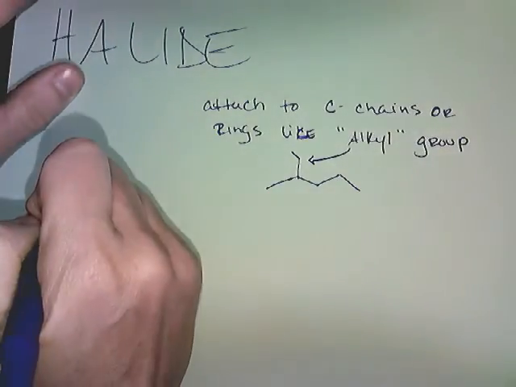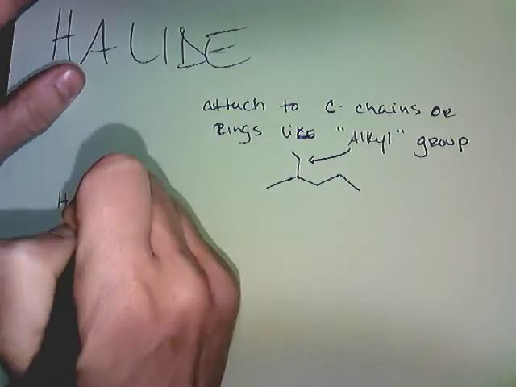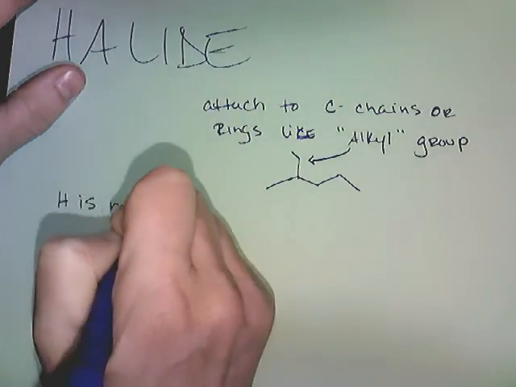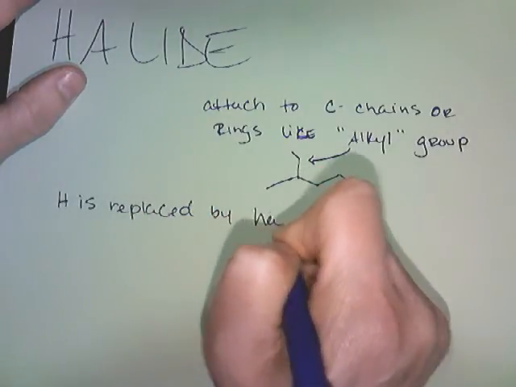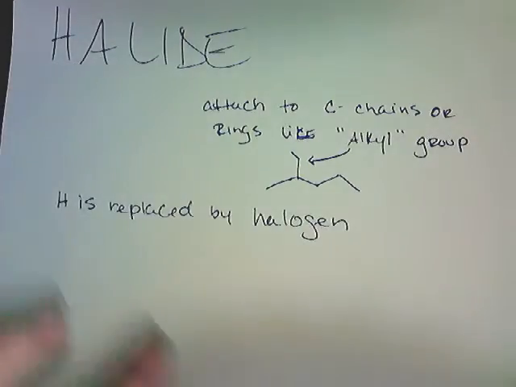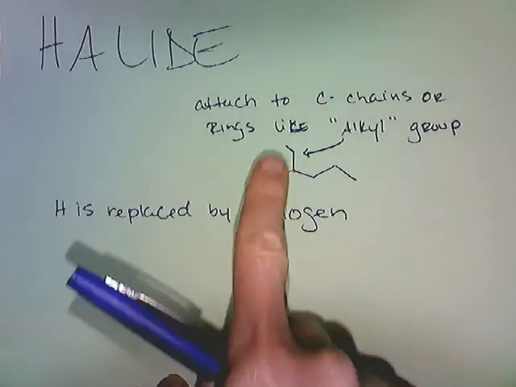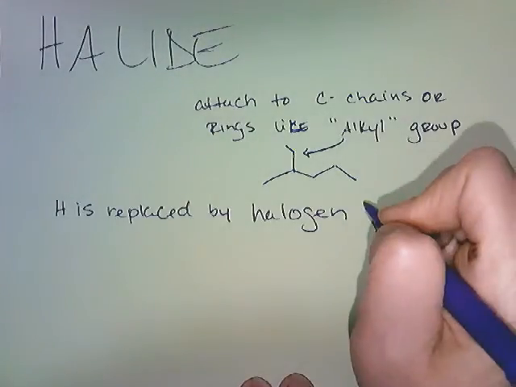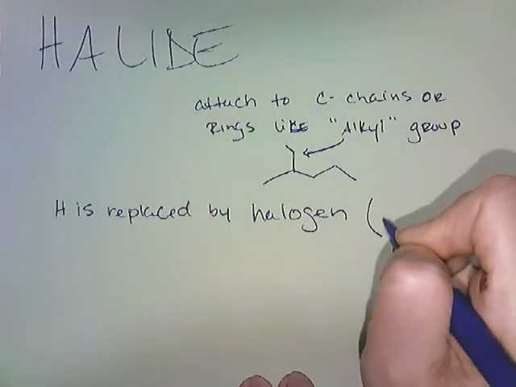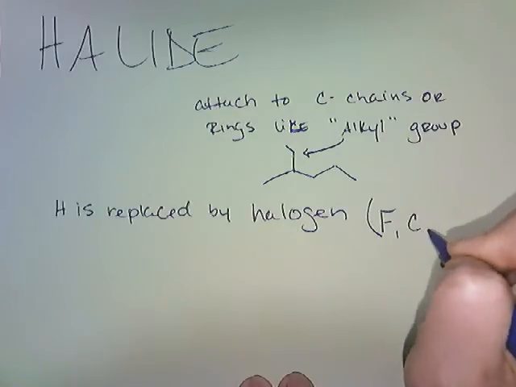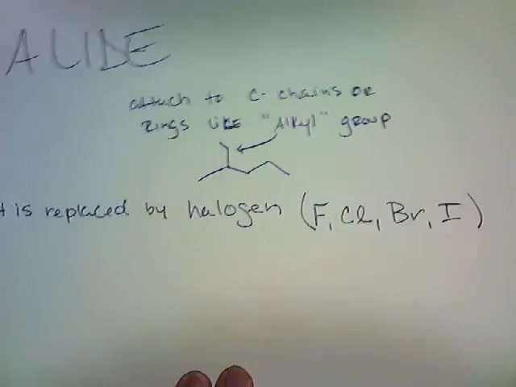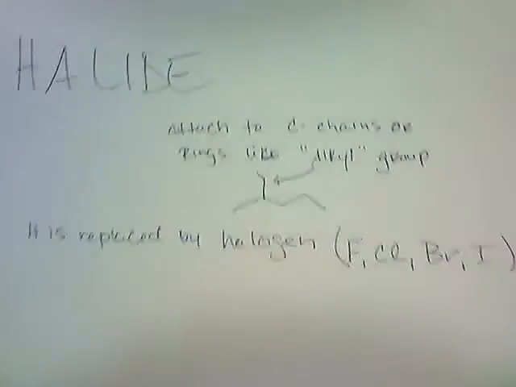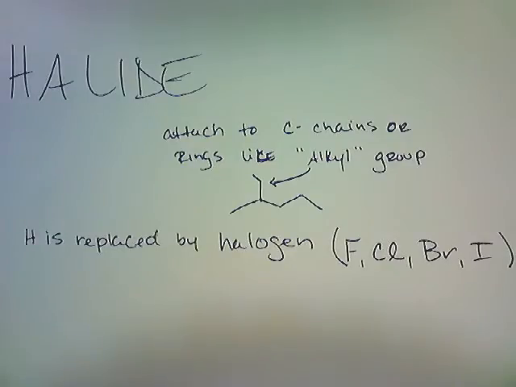So the H is replaced by a halogen instead of a methyl group or instead of an ethyl group. And these halogens include F, Cl, Br, and I. So if you notice one of these hanging off the chain of C's, or the ring of C's, then this is a halide group.